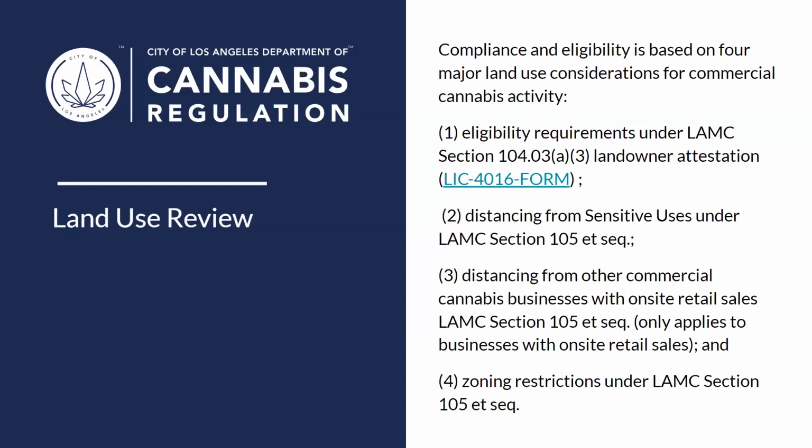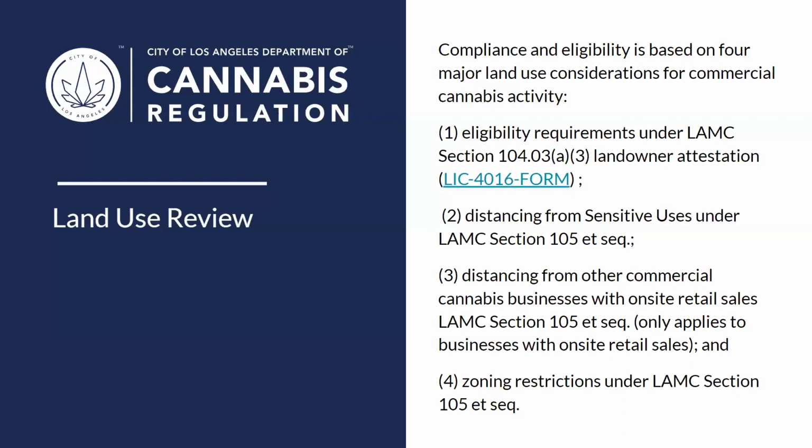The first is the eligibility requirements under Municipal Code Section 104.03(A)(3). We fulfill this process by the landowner attestation, which is the DCR LIC 40164 form. The landowner is attesting that none of the disqualifiers for the proposed location have been met. Therefore, DCR would be able to proceed forward and accept an application for that location.